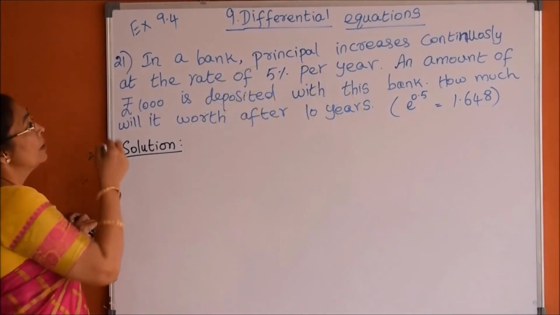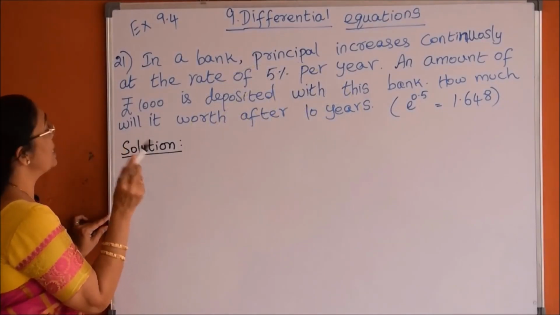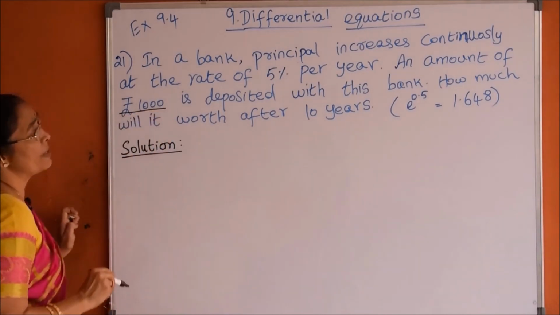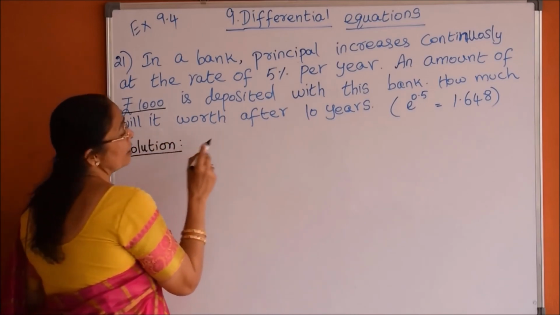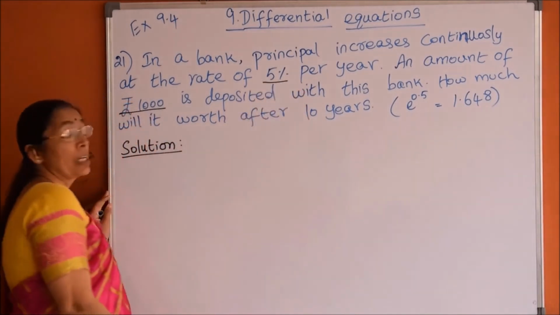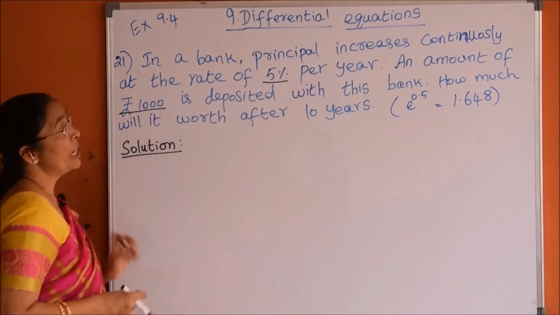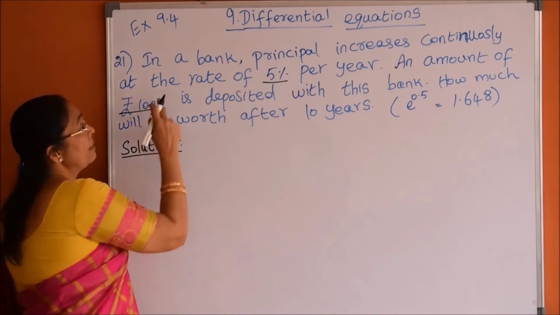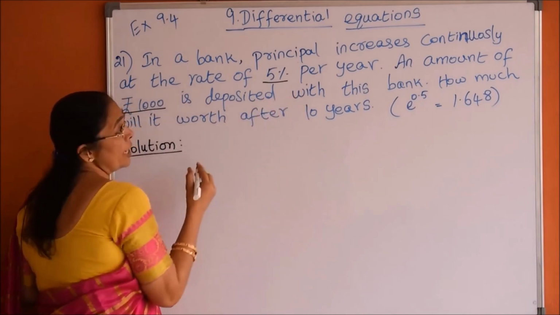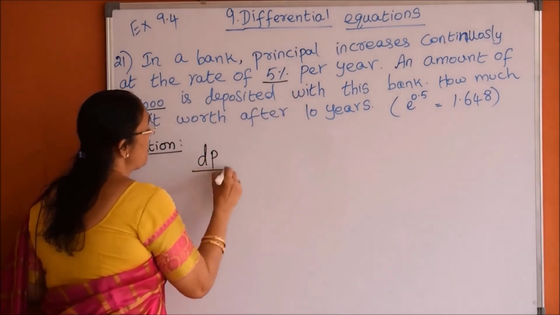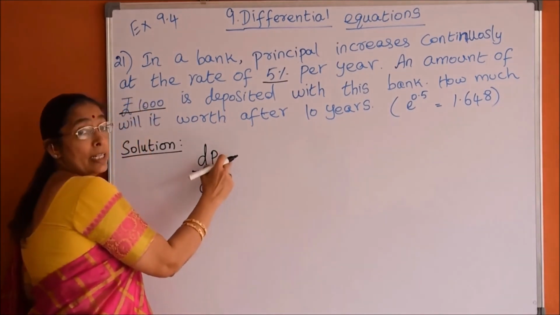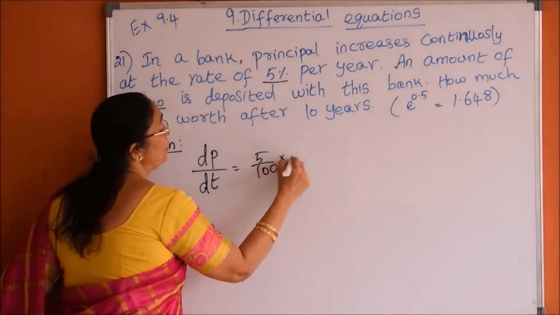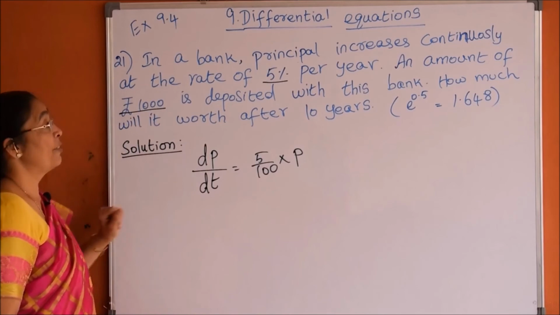21st problem. In a bank, principal increases continuously at the rate of 5% per year. An amount of rupees 1000 is deposited with this bank. How much will it be worth after 10 years? So first, let us frame the differential equation based on the given information. According to the first statement, it is dP by dt, that is the change in the principal, at the rate of 5%, that is 5 by 100 of principal. So this is our differential equation.